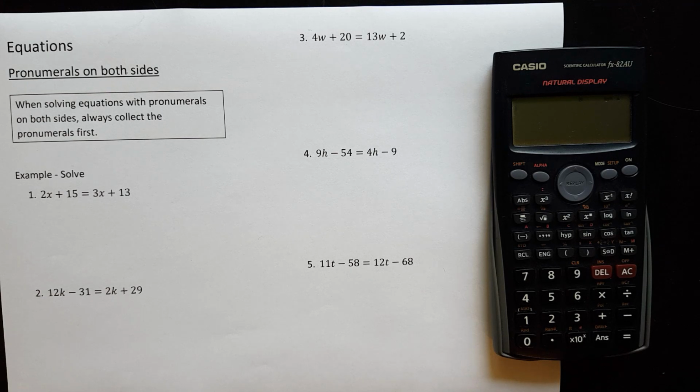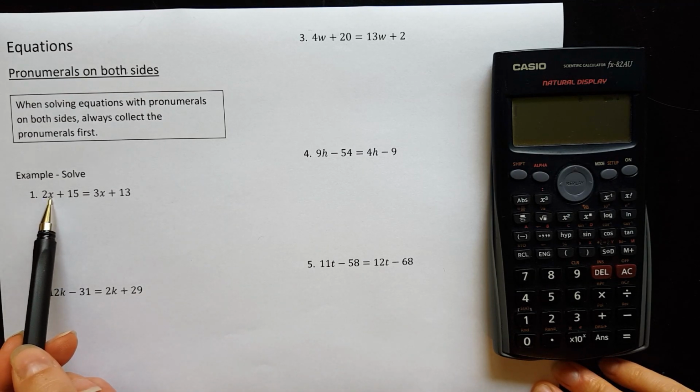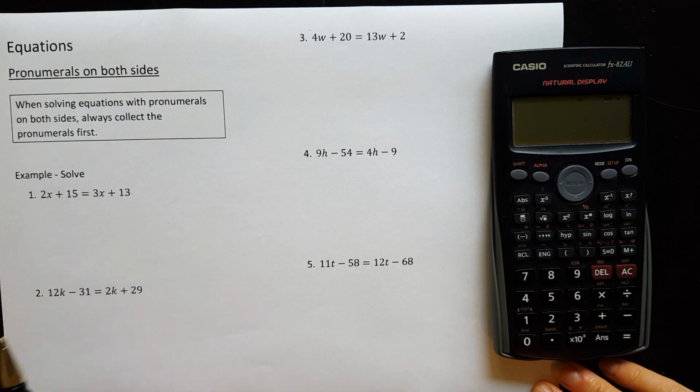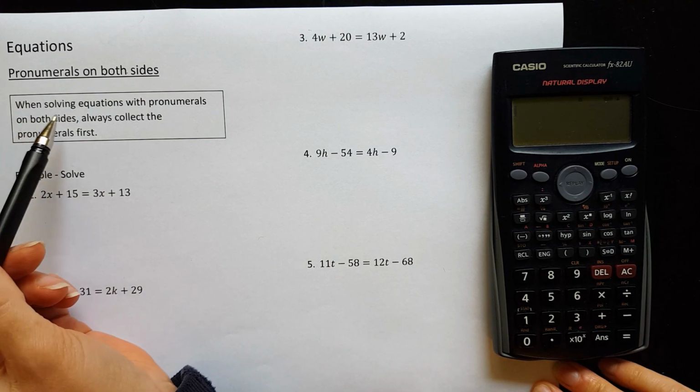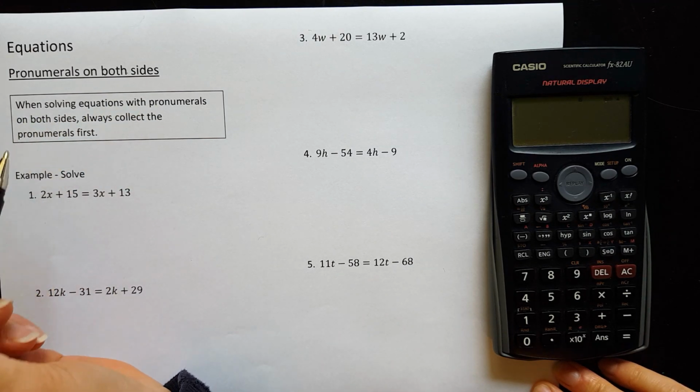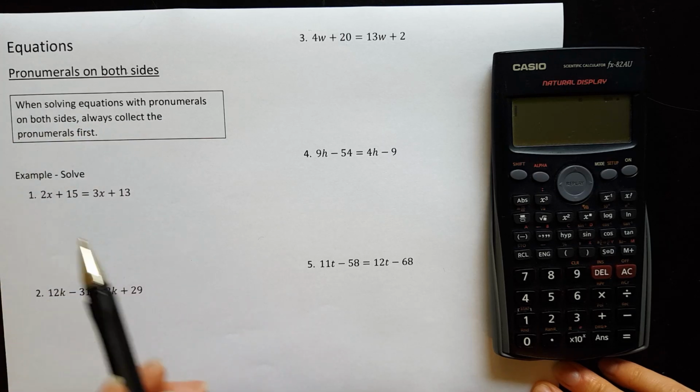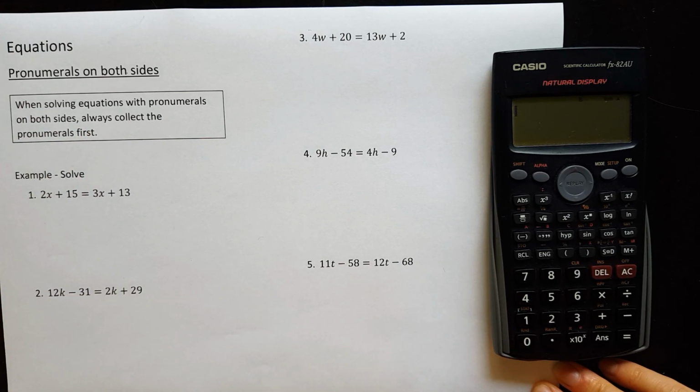Today we're doing equations, and we're going to do equations with pronumerals on both sides. So when you see these equations in a test, you will notice that there is an x, or whatever the pronumeral is, on both sides of the equal sign. When you are solving equations with pronumerals on both sides, always collect the pronumerals first before doing any of your other steps to move things away to get the pronumeral by itself. Always collect them up first.